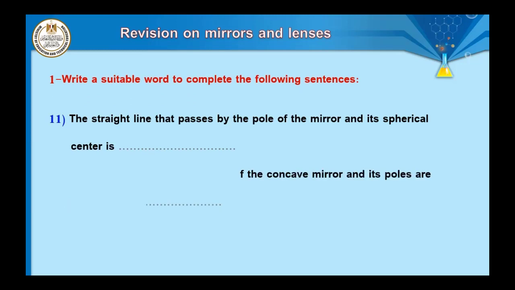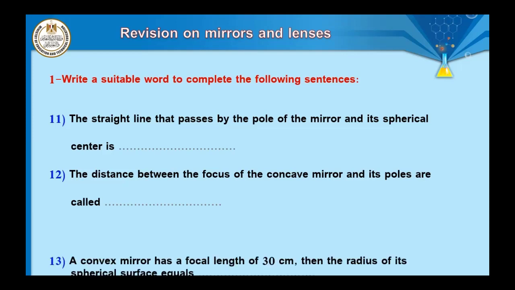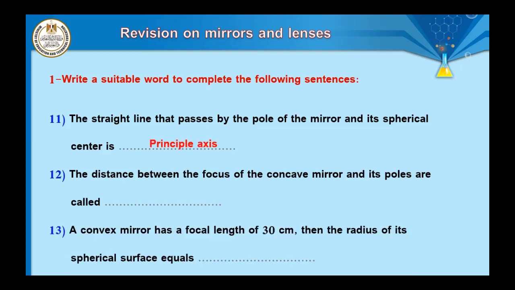Number 11, the straight line that passes by the pole of the mirror and its spherical center. There are many concepts related to mirrors. One of them is the straight line that passes through the pole and the center of curvature. This definition is related to the principal axis. Principal axis can be defined as a straight line that passes by the pole and spherical center in a mirror. But in a lens, it is defined as the straight line passing through the two centers of the lens, as a lens has two centers because it has two spherical surfaces.